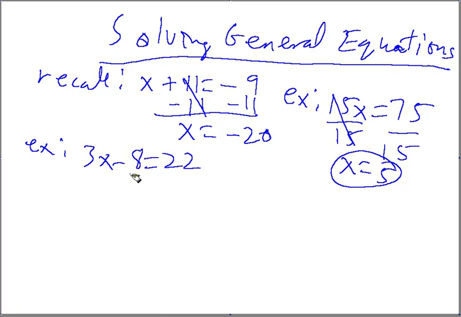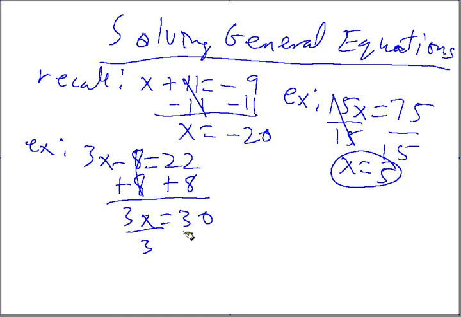And to move the 8 from one side to the other, we're going to do the opposite operation. So it's a minus, we're going to do a plus. Plus 8 on both sides. Not too bad. That takes care of the 8's here on the left side. The 3x is equal to 30, obviously. And we can divide by 3 then, dividing by the x coefficient, namely. So divide by 3, which is the x coefficient, to get rid of it. And that will give me the solution of 10.